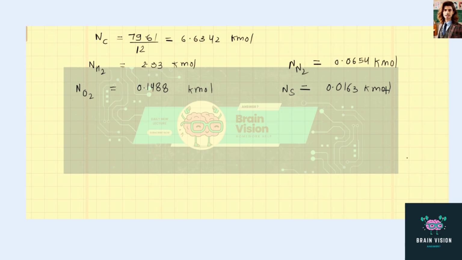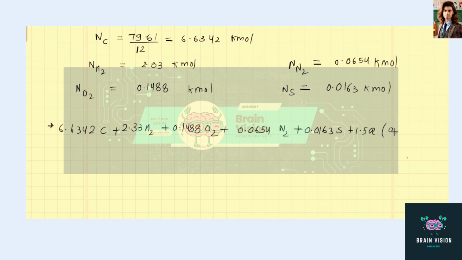Now we can write the general form of the reaction, that is 6.6342 C plus 2.33 H2, and so on. With the help of these mole fractions, we can write the general form of the reaction. And this will give the products as B CO2 plus C H2O.